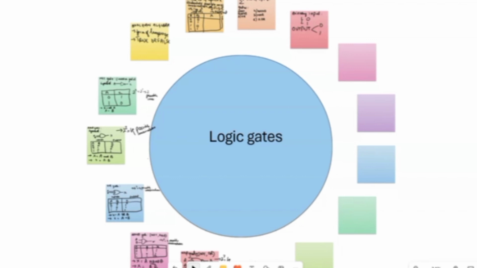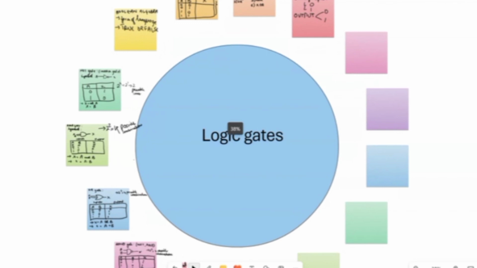So starting off right from the basics, what are logic gates? Logic gates are simple input-output performing operations. They take in certain input and give you a certain output. Now, what are the inputs that a logic gate takes?